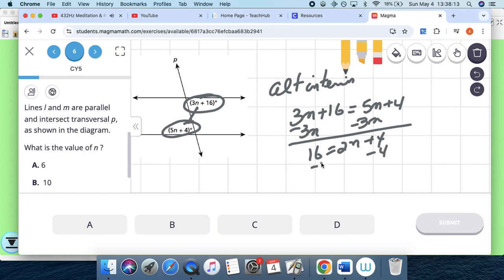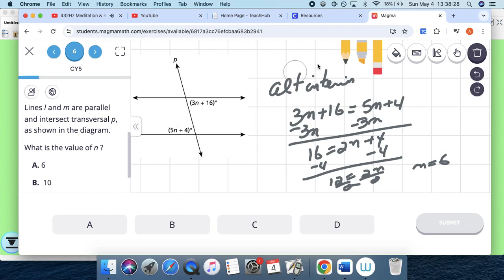Smaller one, right? So we get 16 equals 2n plus 4. We'll do minus 4, minus 4. 16 minus 4 is 12 equals 2n. Divide by 2, n equals 6. And we got 8.